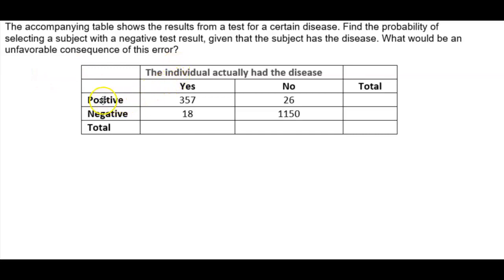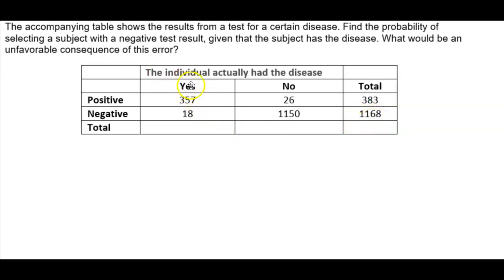So, how many tested positive? Well, 357 plus 26 is going to give us a total of 383. How many tested negative? 18 plus 1,150 is 1,168.